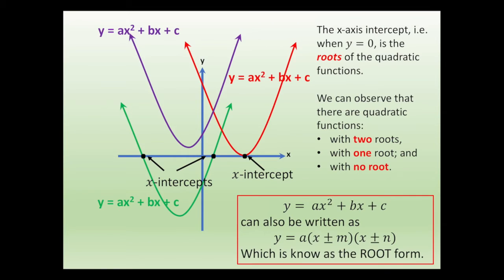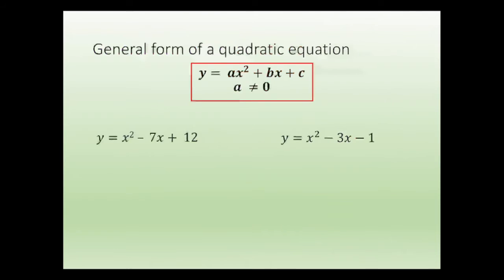So y equals ax squared plus bx plus c can also be written as y equals a, x plus or minus m, times x plus or minus n. The a here is actually the dilation factor. We will talk a little bit more about the dilation factor when we start looking at dilating a parabola. This y equals a into x plus or minus m, x plus or minus n is known as the root form. Alright, so now I hope you know the difference between the general form and the root form.